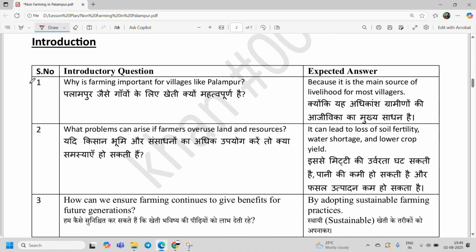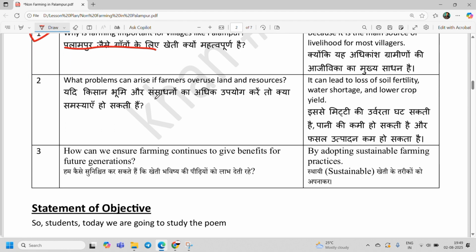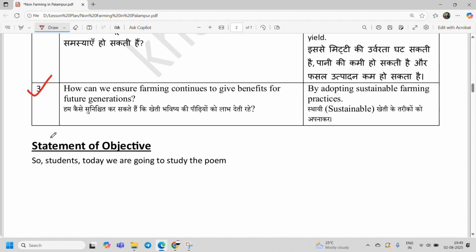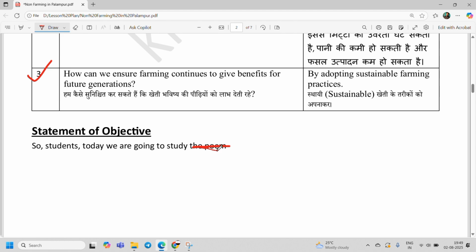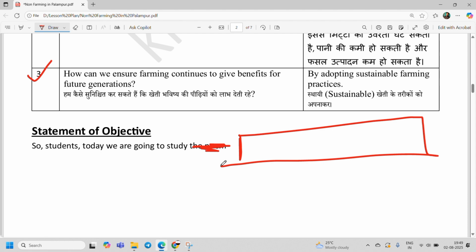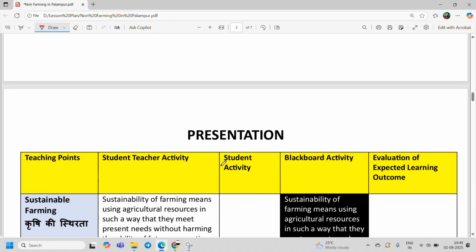Okay, first of all, we write the first question: why is farming important for villages like Palampur? Because it is the main source of livelihood for most of the villagers. The question is also given in Hindi for Hindi medium students. You can see here. Second question, third, 3 questions is enough for introductory questions. After that, we declare the chapter name. We declare what we are going to study today. So here today we are going to study about sustainable development and non-farming activities in Palampur.